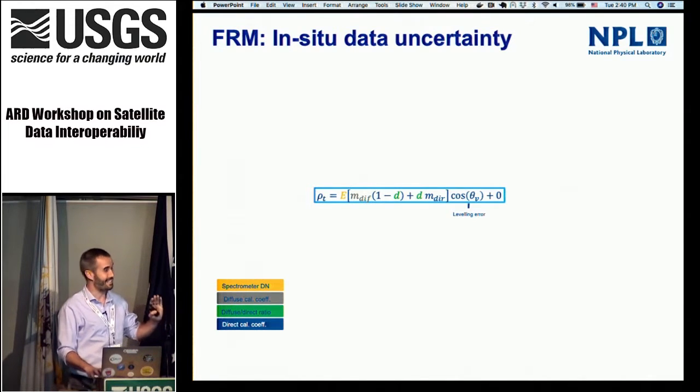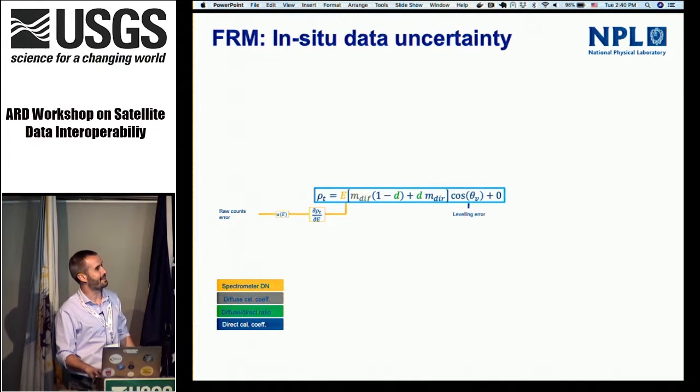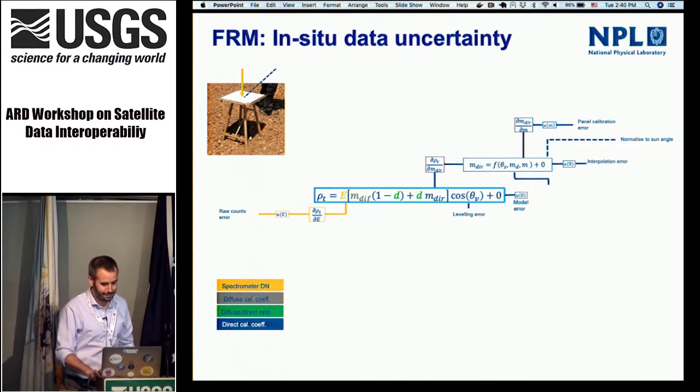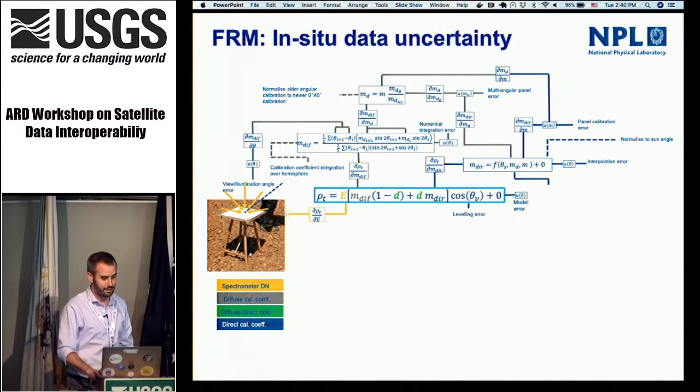And basically, it's just an example. It's going to grow quite a lot. We've got a leveling error. Then we introduce the raw counts error, which is the instrument noise. We continue studying the direct calibration coefficient, which has an error. Obviously here, you've got the panel calibration error, the normalization to the sun angle, interpolation error.